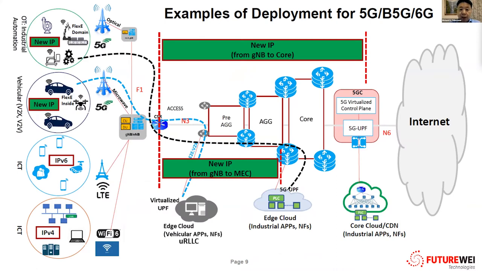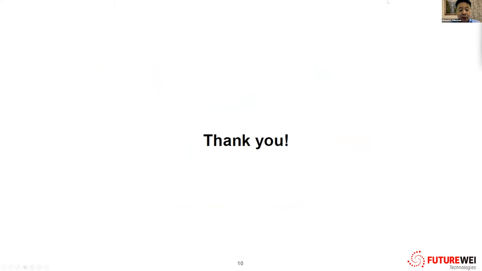Here are some examples of New IP deployment for 5G, beyond 5G, and 6G. We use it in campuses for manufacturing and in tele-driving. Also, we connect from the base station to the MEC edge cloud to support some computing, and also from the base station to the mobile core for backhaul transport. Next slide, please. That's also the last one.